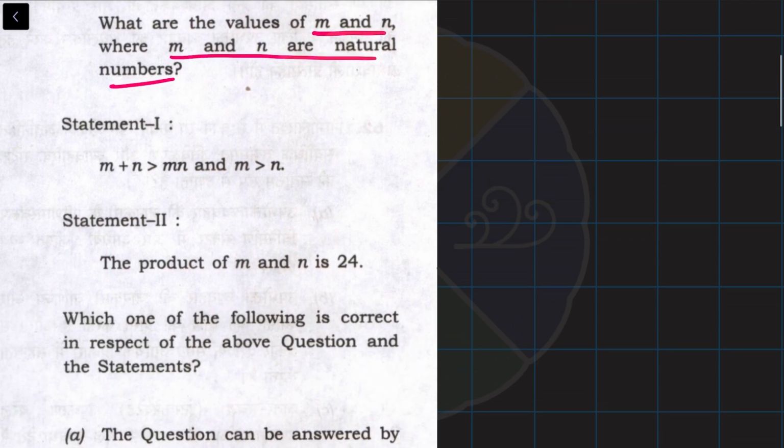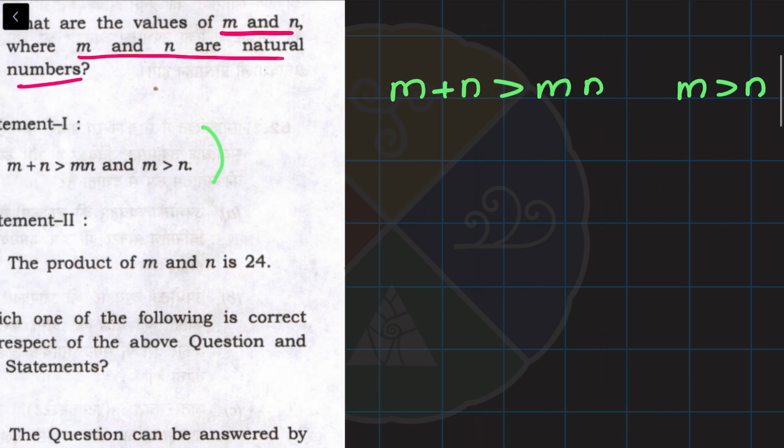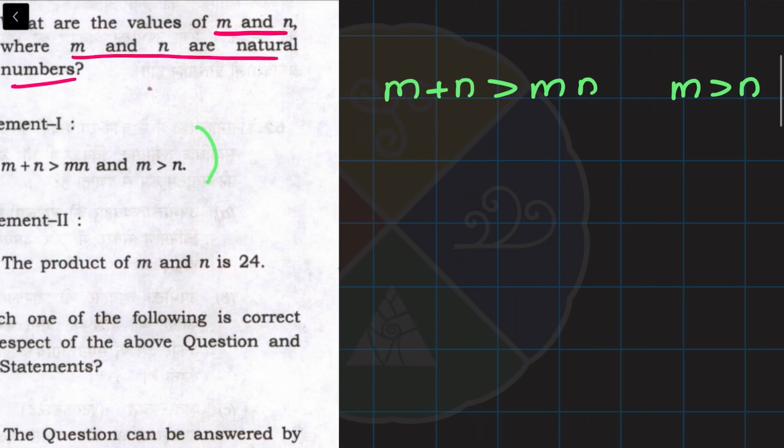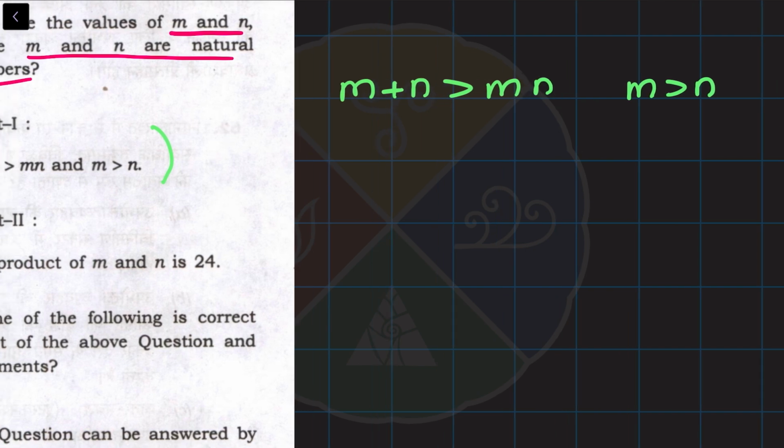Okay, good. According to statement 1, let's see if we can answer this question just by using statement 1. m plus n is greater than m into n, where m is greater than n. Now, the thing with this is that when adding the numbers, the sum is becoming greater than the product, and all the numbers are natural numbers. This can only happen when one of the numbers is 1.